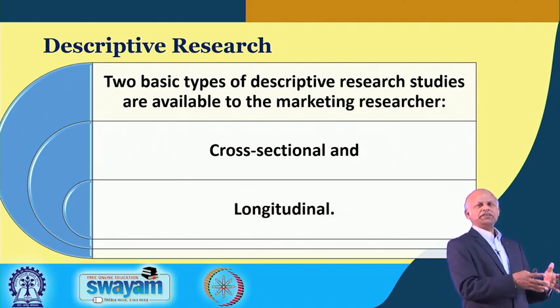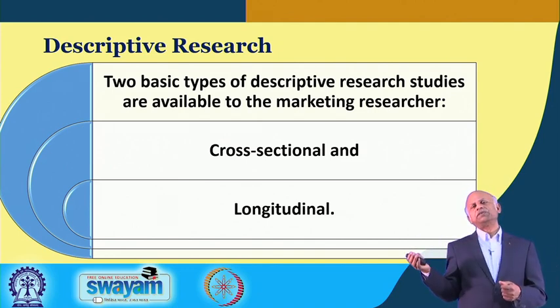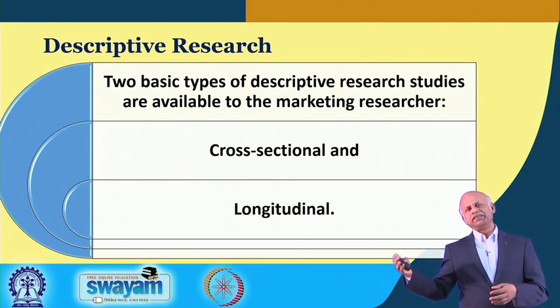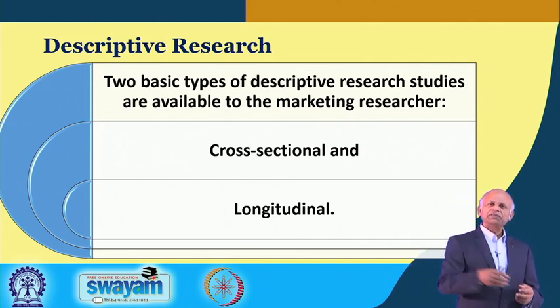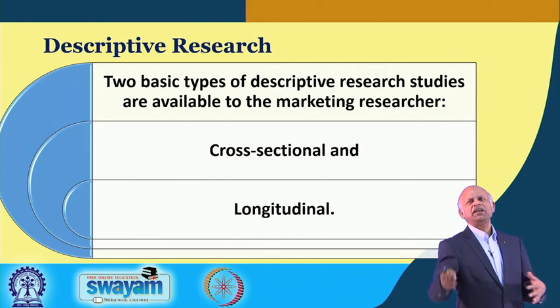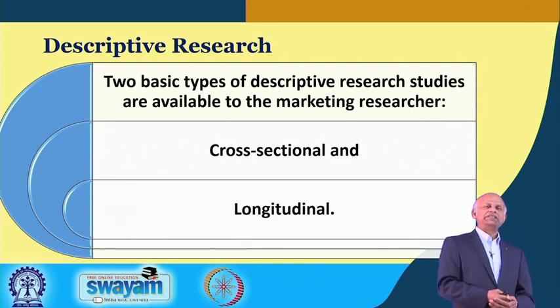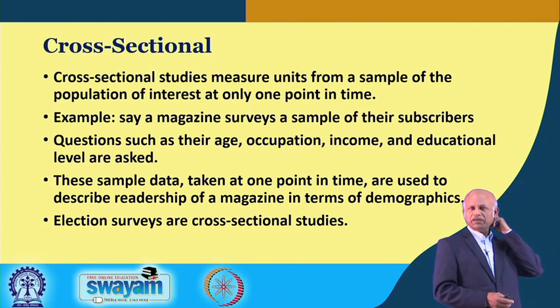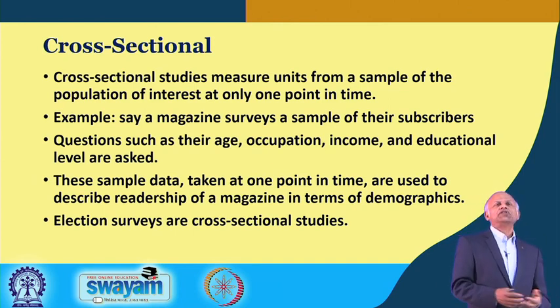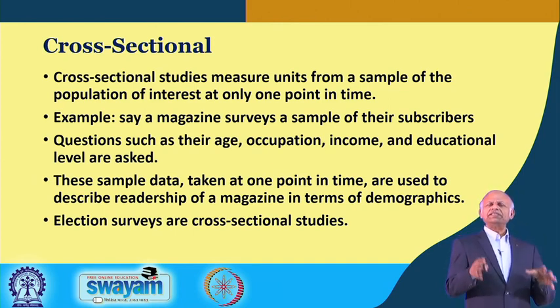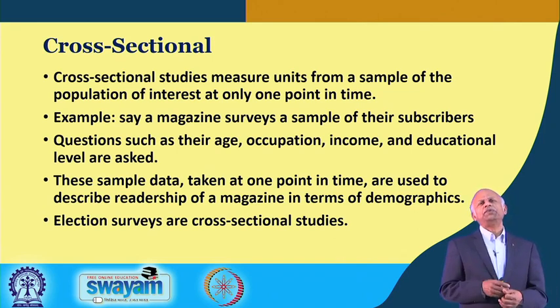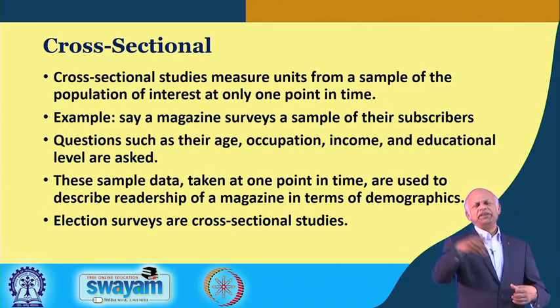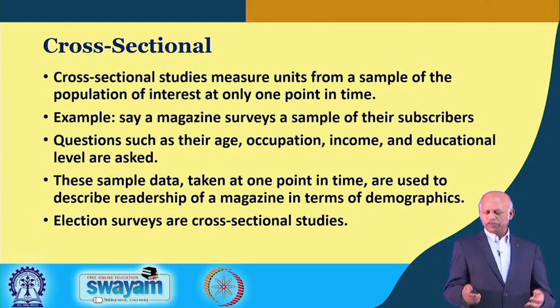So, you take data today, how much is your sales, how much is the sales of the competitors, then you take another set of data and you see that they are perhaps declining at say 12%, you are declining only 10%. So, you are actually performing better. Likewise, there may be many other kinds of information that you gather through longitudinal data collection. Cross-sectional measures units from a sample of the population of interest at any point in time. I think we have already discussed most of them. So, let us move forward.